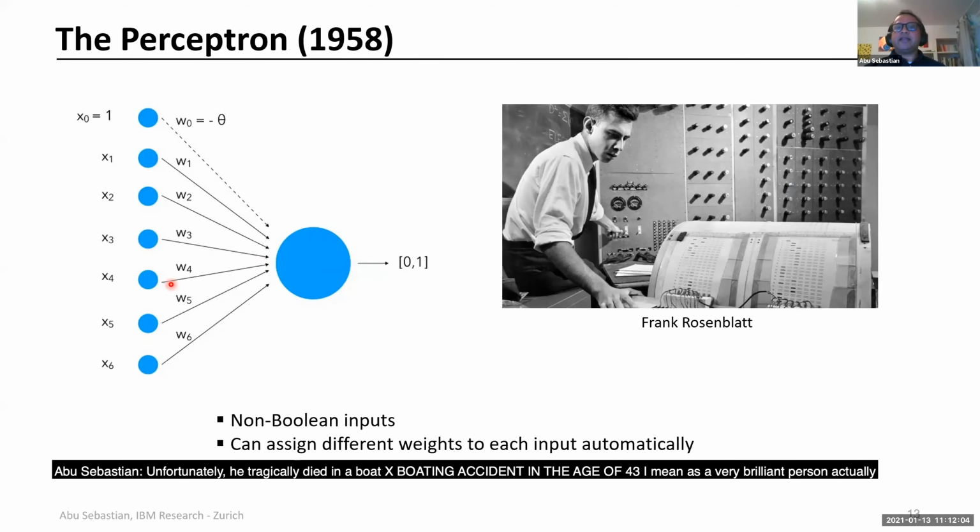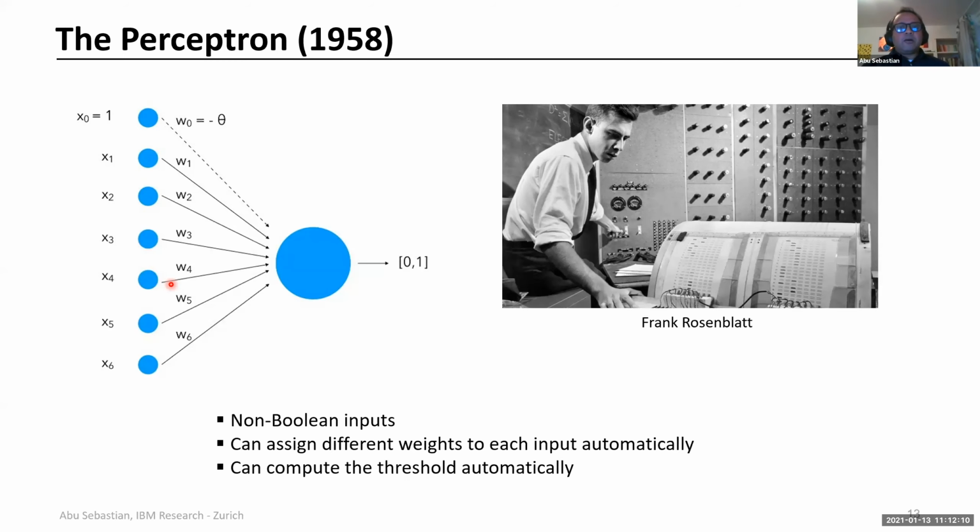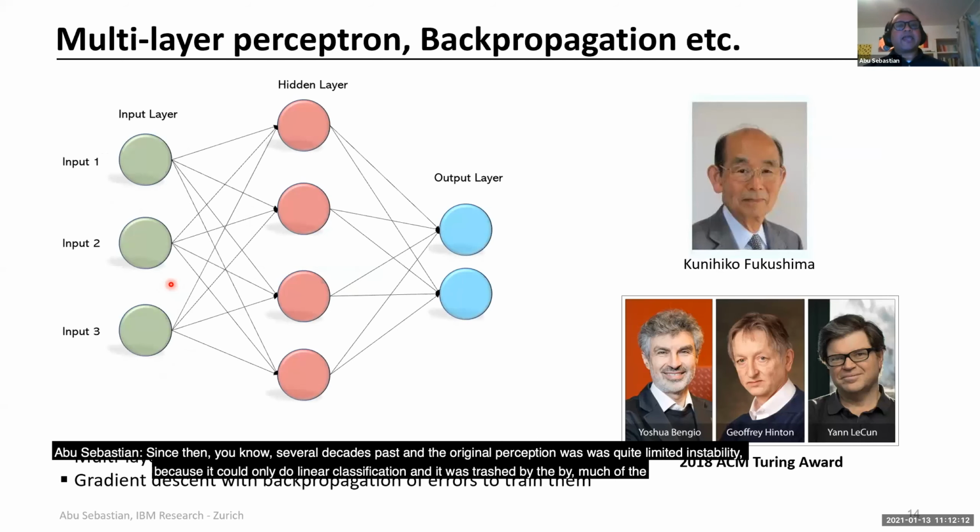Unfortunately, he tragically died in a boating accident at the age of 43. I mean, he was a very brilliant person, actually. Since then, several decades passed, and the original perceptron was quite limited in stability because it could only do linear classification, and it was trashed by much of the rest of the AI community.